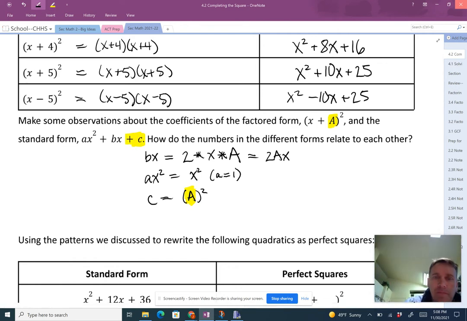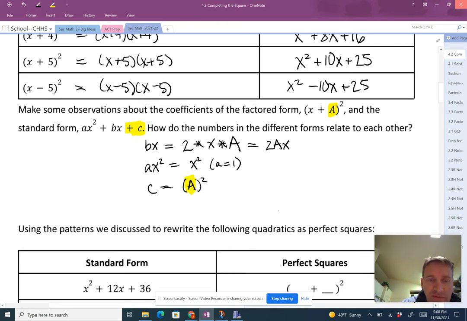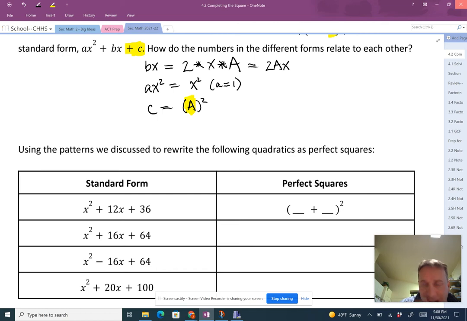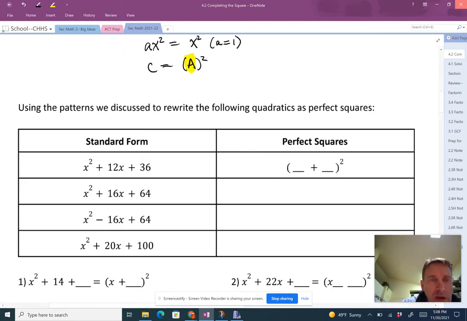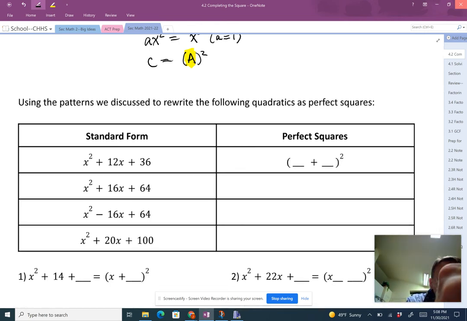And so those are some of the patterns we'd like to see. What if we have standard form and we're asked to factor it and write it as the factored form of perfect squares? So again, I invite you to pause the video and give it a try yourself to see some of these patterns, but I'm going to go ahead and pretend that you did pause the video. Welcome back. This is what we do.